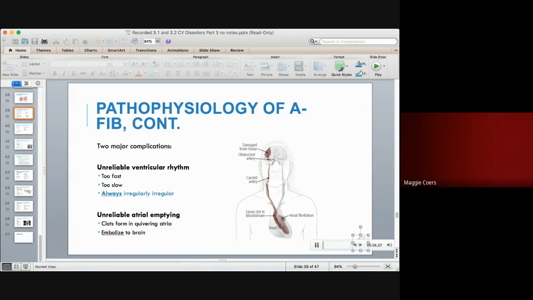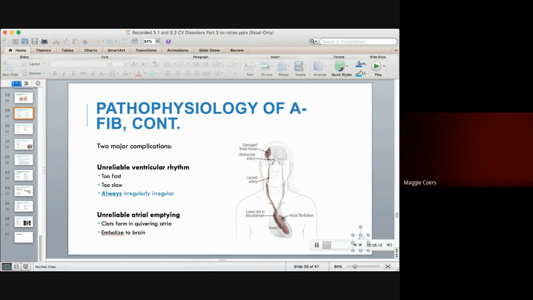So AFib is not necessarily a problem on its own, as long as the older adult can maintain their blood pressure and there's no clot formation that happens in the atrium. We have these random firings, but the heart is beating, it's just beating irregularly. If it doesn't cause any problems, we don't always treat it. We just leave it alone. But there are two major complications that can happen.